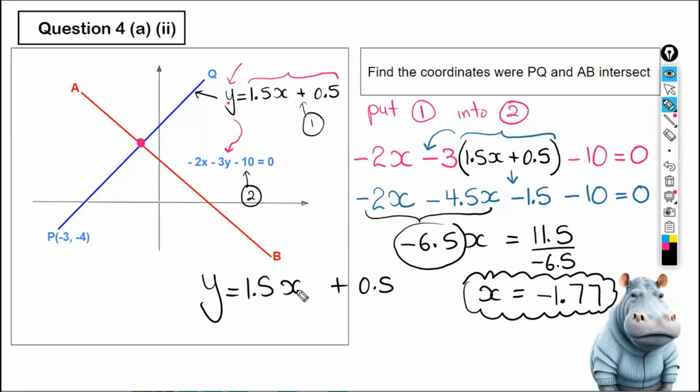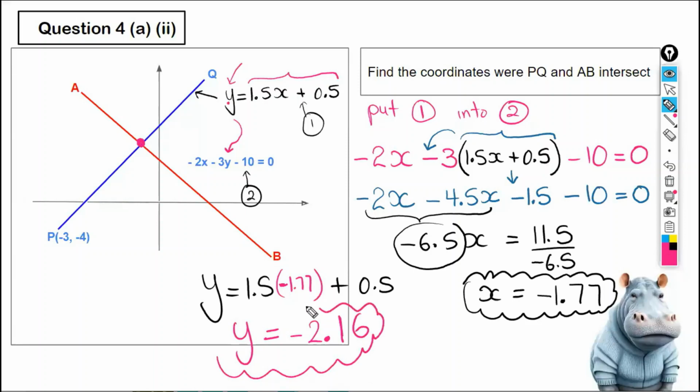And what can we do? Throw away that x, let's erase him, and replace him with the answer we just got, minus 1.77. So all you have to do is take 1.5, multiply it by negative 1.77, whatever you get, add it to 0.5. And verify it on your end, right? Plus 0.5. And I'm getting roughly minus 2.16 or something close to that.